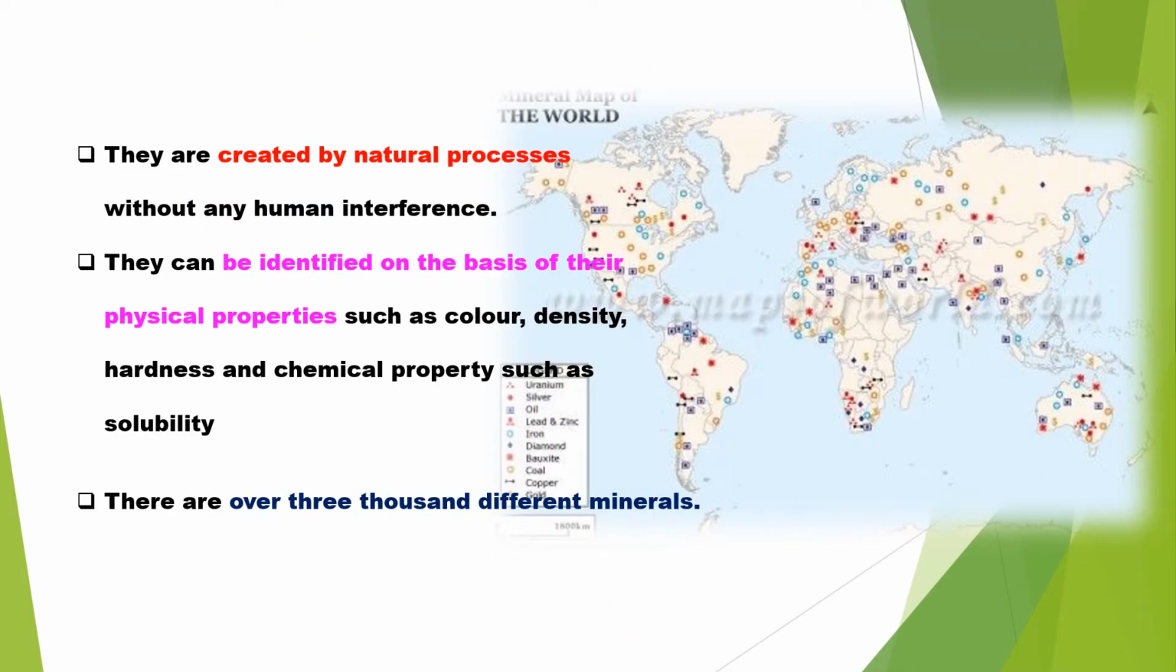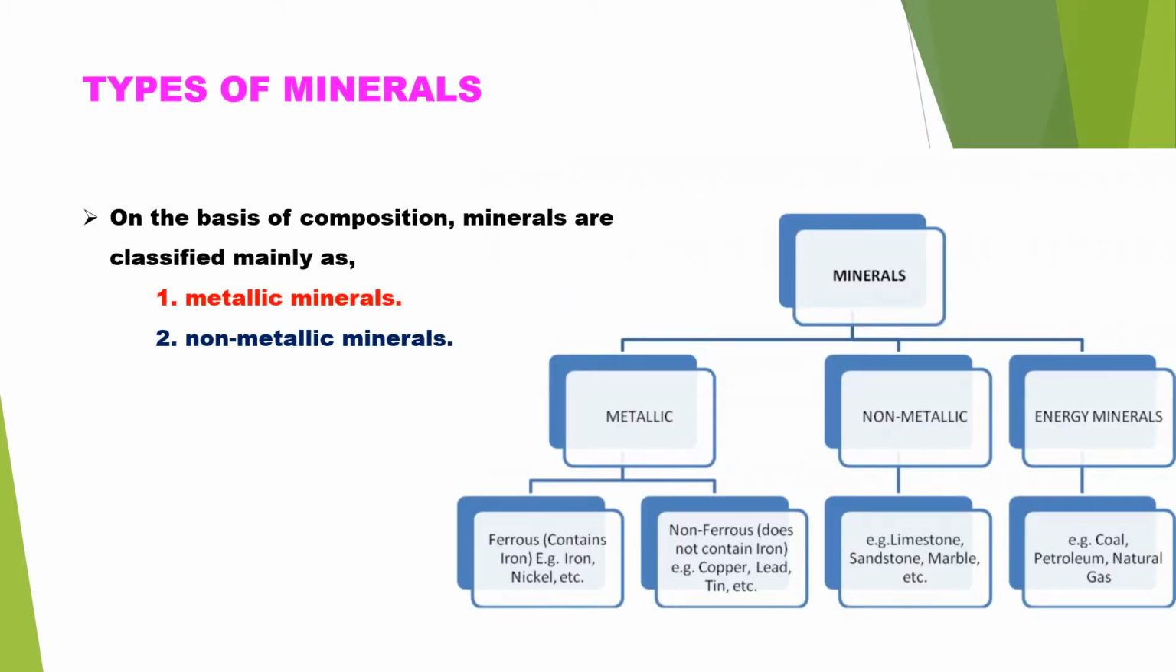You see, all these minerals are created by nature. They are naturally created without any human interference, and that is why we have more than 3,000 different minerals. The minerals are identified on the basis of their physical properties such as color, density, and chemical properties such as solubility and hardness. On the basis of composition, the minerals are mainly classified into metallic and non-metallic minerals. And again, these metallic minerals have been classified into two different types, that is ferrous and non-ferrous.